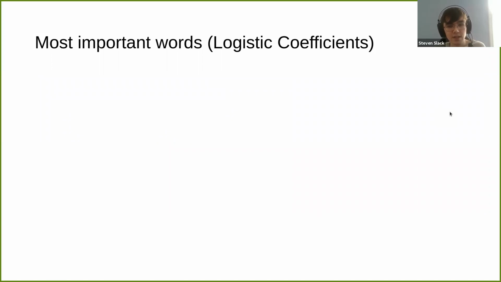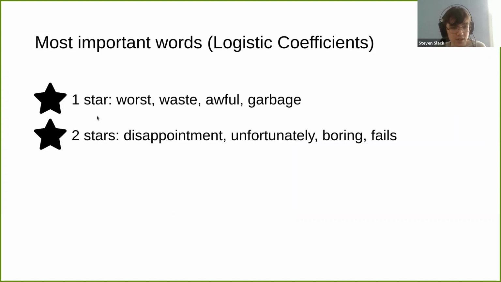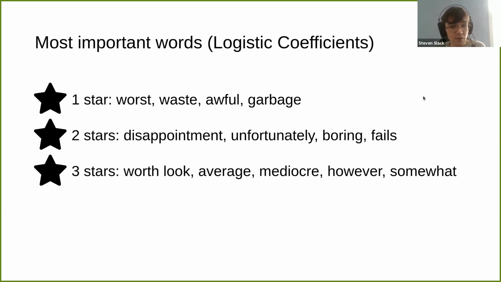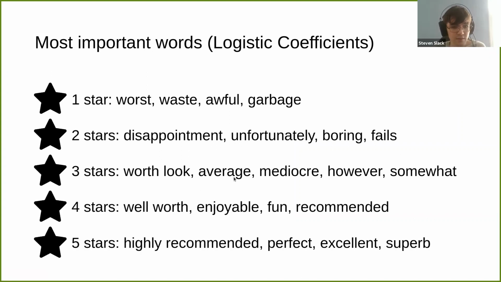Right, so I took the coefficients from logistic regression, and I found the most important words for each category. So for 1 star, worst, waste, awful, garbage. 2 stars, a little bit less intense, so disappointment, unfortunately. Then for 3 stars, we get words like average, mediocre, and also however and somewhat, so we get some words that are showing uncertainty. For 4 stars, recommended, well worth. And then 5 stars, we have highly recommended as the most important one, also with perfect, excellent, and superb.